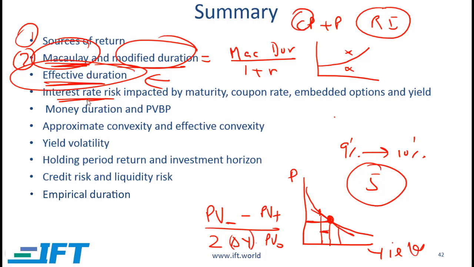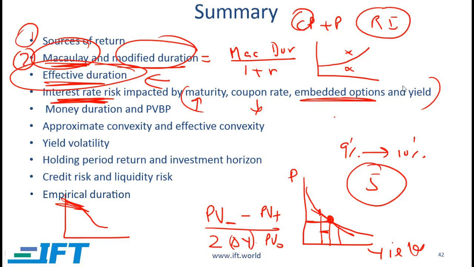You need to understand the relationship between interest rate risk and these variables. When maturity is higher, then interest rate risk is higher. When coupon rates are lower, then interest rate risk is higher. With embedded options, here is what happens. If you consider a callable bond, then the price yield relationship is something like this. An embedded option, if it's a call option, reduces the interest rate risk at low yields.